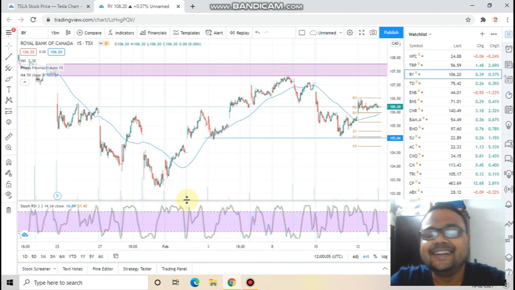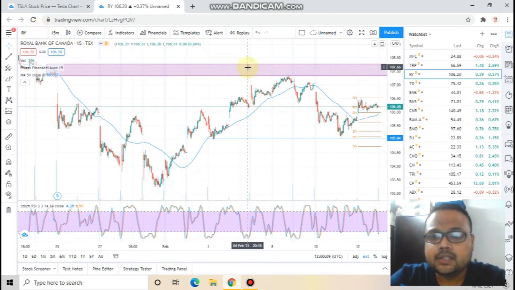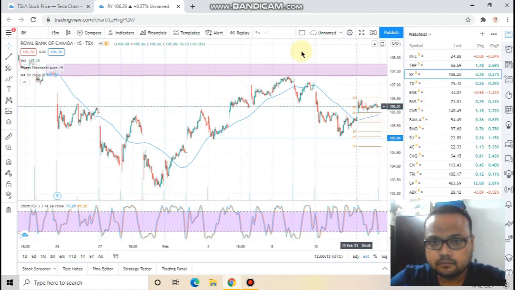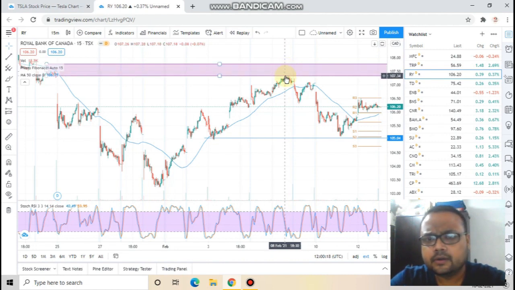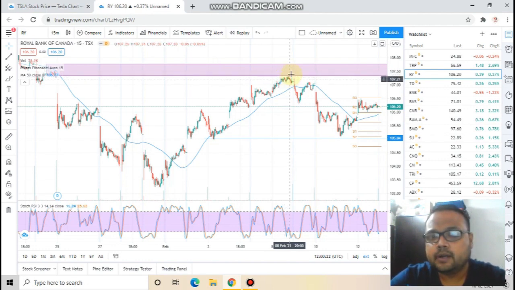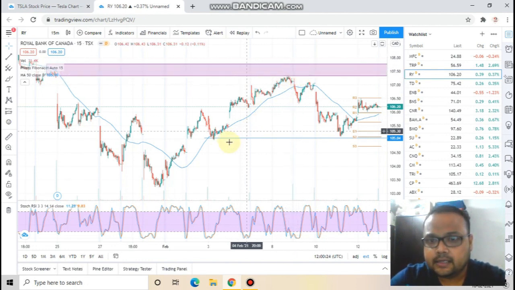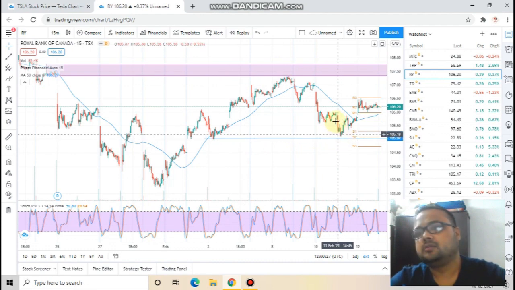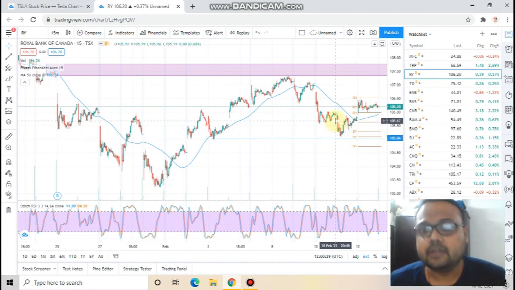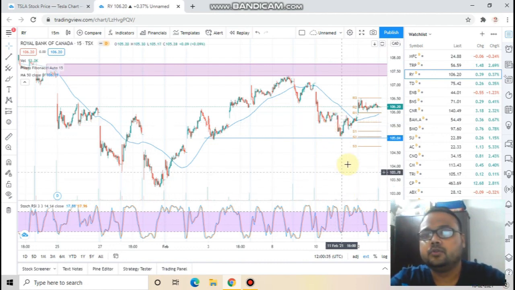They are always there. So Royal Bank of Canada right now is trading at 106.20, and there is a resistance at 103 level. So this particular zone is a resistance zone, and this particular zone is the support zone. 105 is the support price, and 107 is a resistance price. Right now trading at 106.20. So what should we do?